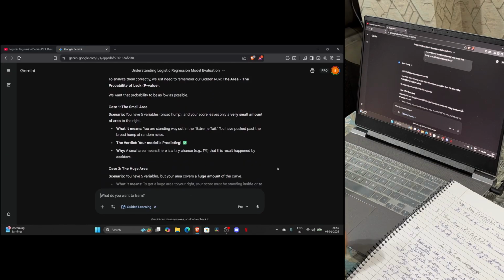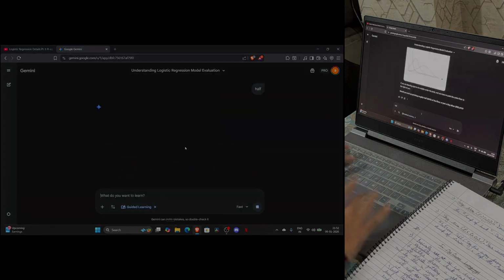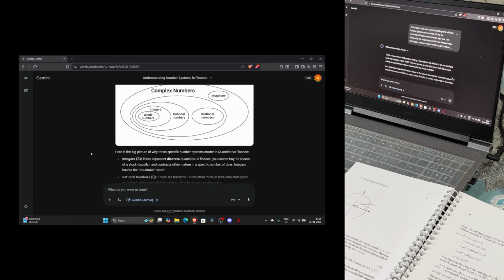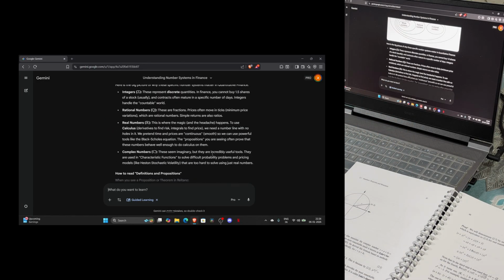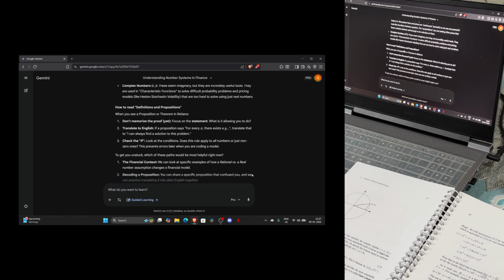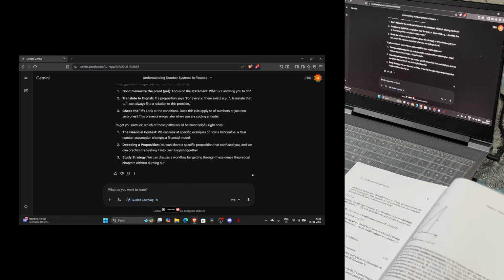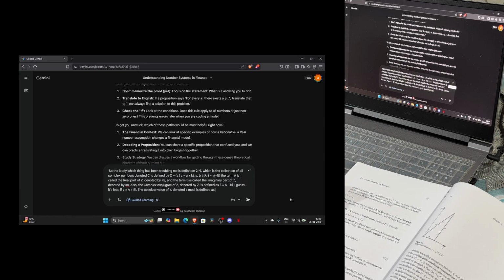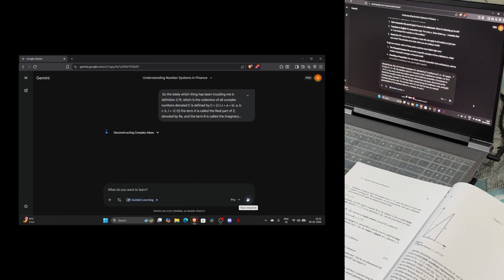Gemini's note-taking condensed everything into clear, bite-sized steps. By the end, logistic regression felt less like a formula and more like a structured way to think about uncertainty and decision-making. Quant prep followed, and I hit number systems: rational, irrational, real, complex.